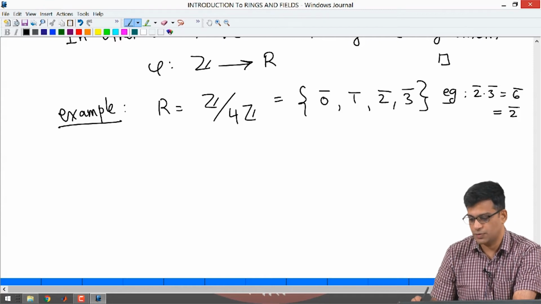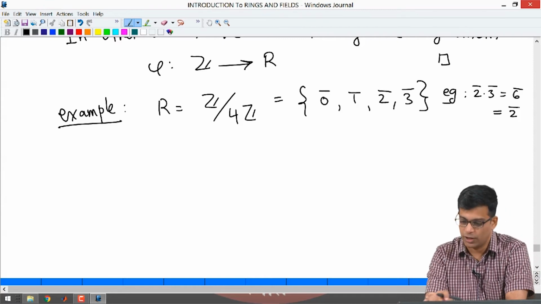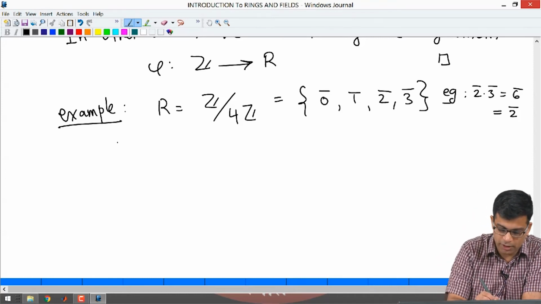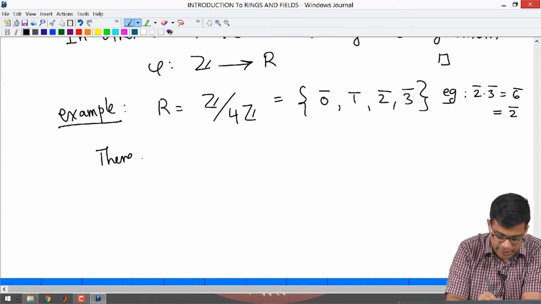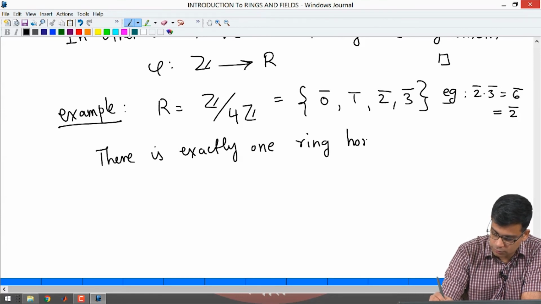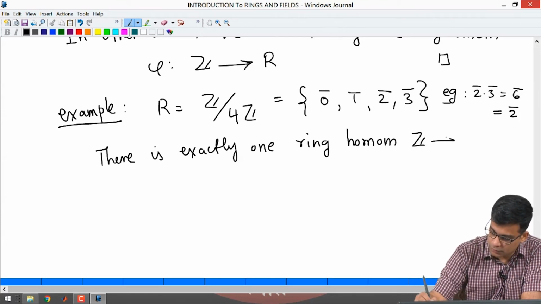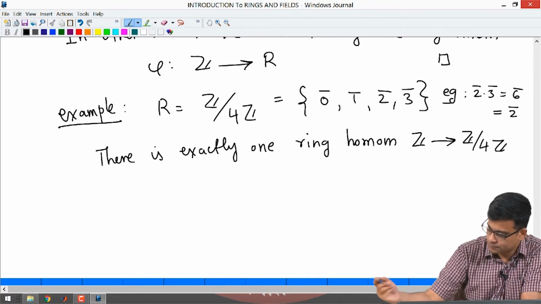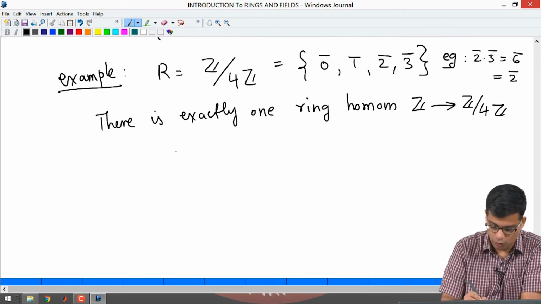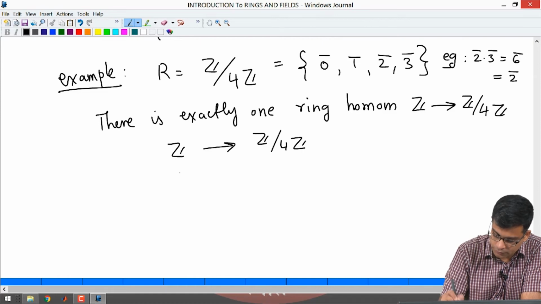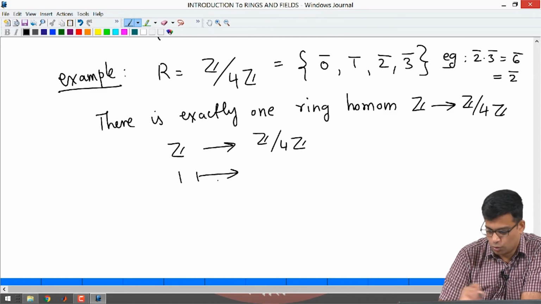So this tells me that using this idea you can multiply any 2 elements here, and that makes this a ring. So, by the proposition before, there is exactly one ring homomorphism from Z to Z mod 4Z. Let us explicitly write it down. Z to Z mod 4Z. As we said, 1 must go to 1.